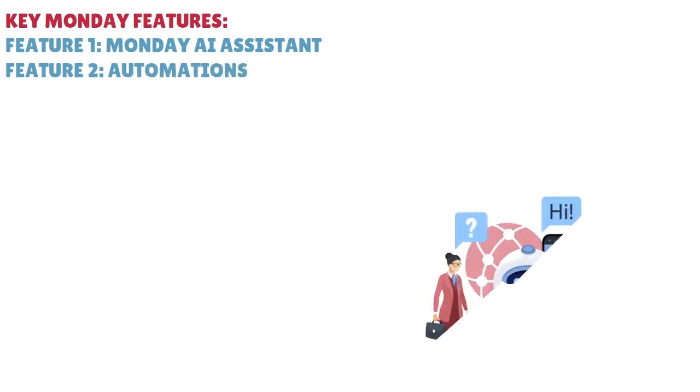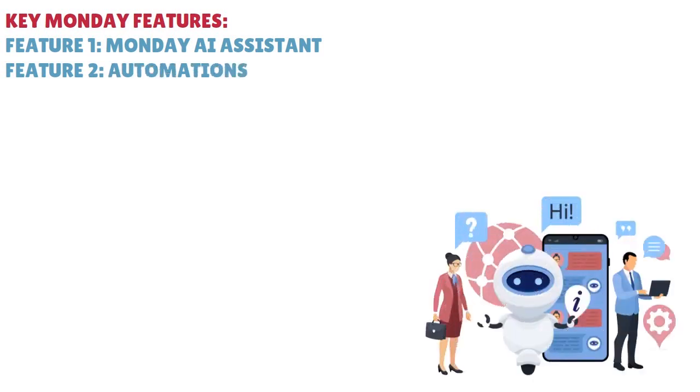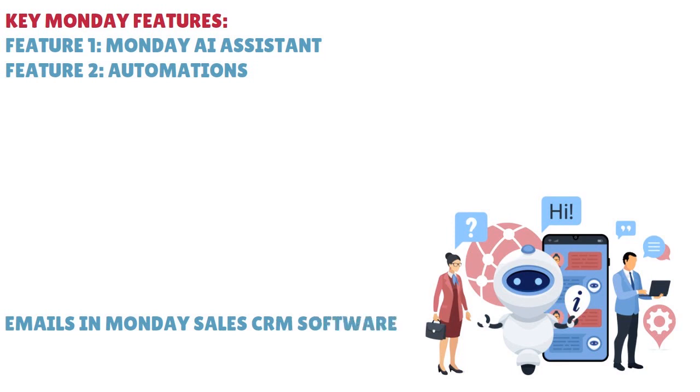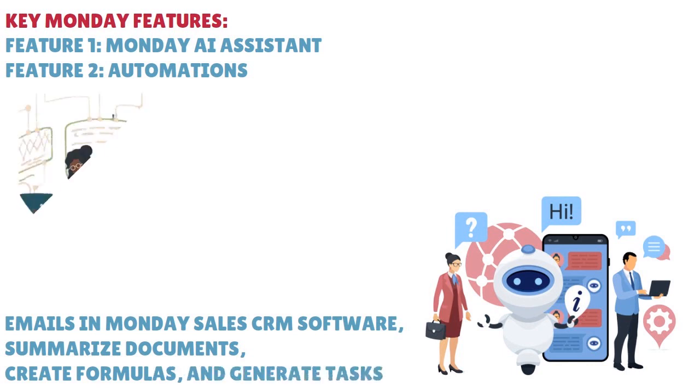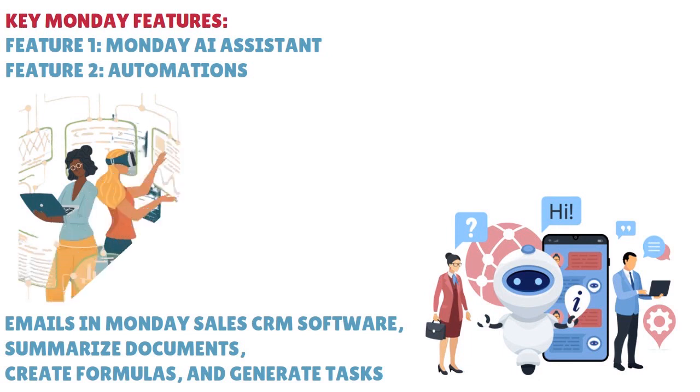What about the key Monday features here? You have Monday AI Assistant. You have automations. The Monday.com AI Assistant is currently in beta, but it is an assistant that can compose emails in Monday Sales CRM software, summarize documents, create formulas, and generate tasks. And one of Monday's key perks is its apps marketplace for external developers to build and share additional AI apps to complement the software. So this is really cool.